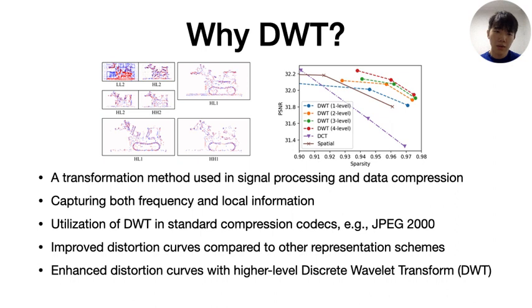Then why the discrete wavelet transform? DWT is a widely used transformation method in signal processing and data compression. It can capture both frequency and local information. The left figure provides an example of wavelet coefficients, and the right figure illustrates that the DWT outperforms other representation schemes, such as spatial or discrete cosine transform. Additionally, higher-level wavelet transforms yield even better performance.